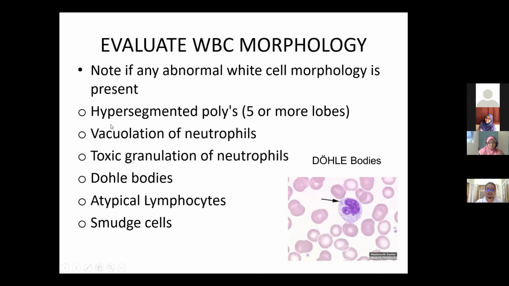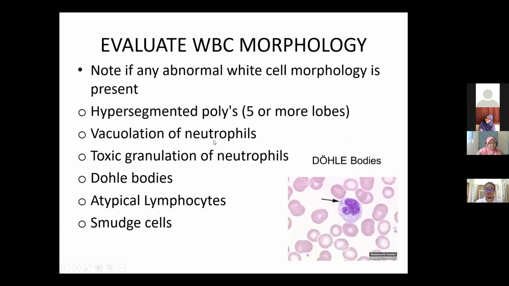And then kita tengok ni lah, hypersegmentation of the cells. Okay. 5 or more lobes is considered a hypersegmented cell. Kalau macam the most segmented cell is the neutrophils. 3 is common, 5 is still considered normal, but more than that, for a neutrophil even, is a hypersegmentation.